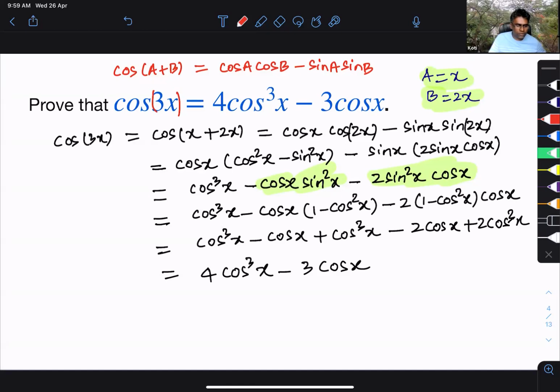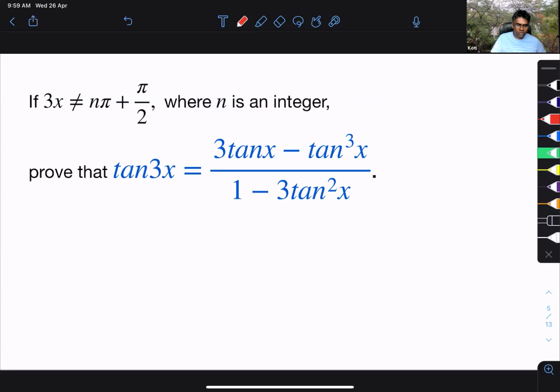Okay, so if there are no other questions, let us move on. Now wherever your 3x is not n pi plus pi by 2, we need to prove this. Whenever you write tan of something, you can express it as sine of that value by cos of that value. So you don't want your cos function to return a value 0. For that reason, this restriction is placed.